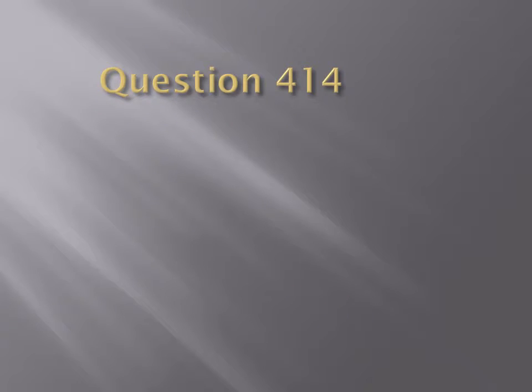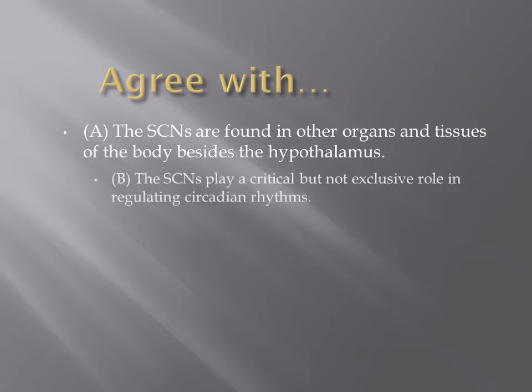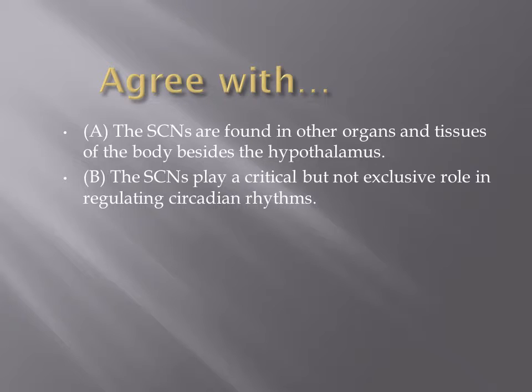Now we move on to question 414, and this question reads, the author of the passage would probably agree with which of the following statements about the SCNs? In this case, what we need to do is look at the information, read it, interpret it, and then make our own determination as to which statement we think the author might agree with based on what they have said they think in other parts of the passage. Our answer choices are, the SCNs are found in other organs and tissues of the body besides the hypothalamus.